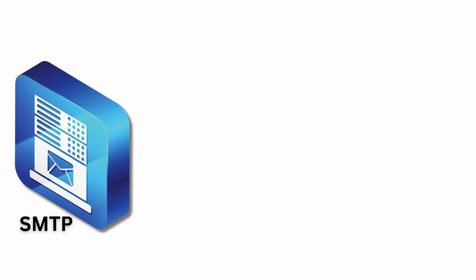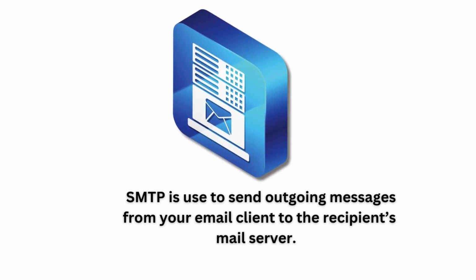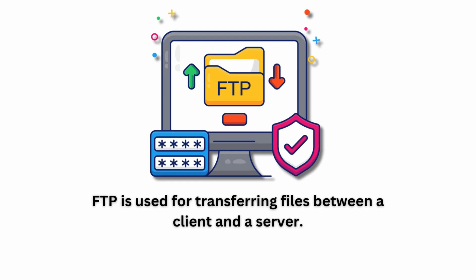Next is SMTP, Simple Mail Transfer Protocol. This protocol is like the postal service for emails. It is used to send outgoing messages from your email client to the recipient's mail server. Next is FTP, File Transfer Protocol. FTP is used for transferring files between a client and a server. It is often used by developers to upload or download large files from servers.